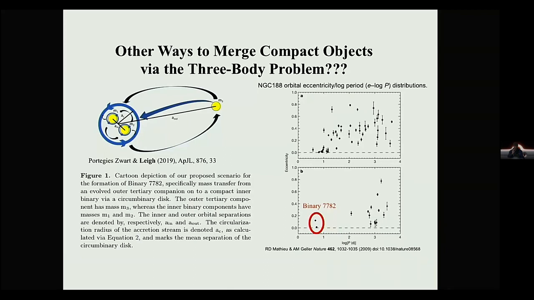So the question that we ask here is, could binary 7782, which has been observed in NGC 188, have been made this way? Robert Mathieu and Aaron Geller observed this system, probably a little before 2009. It has a period of order 10 days, an eccentricity of order 0.1, and the temperatures of both components are coincident, so it's consistent with having a mass ratio of around 1. If you don't mind going to the next slide, Max.